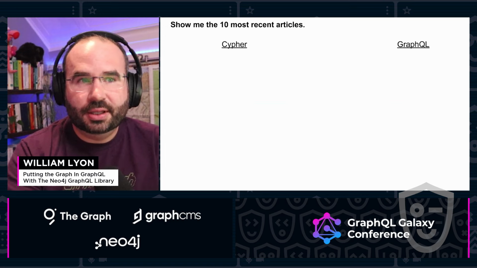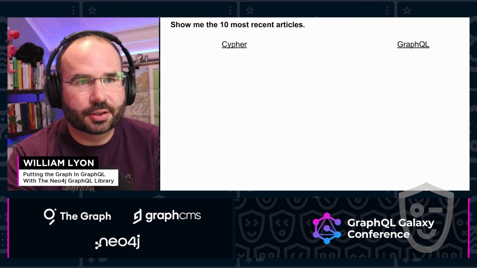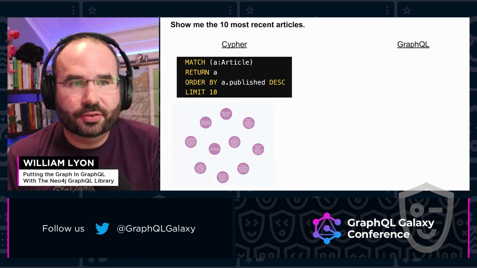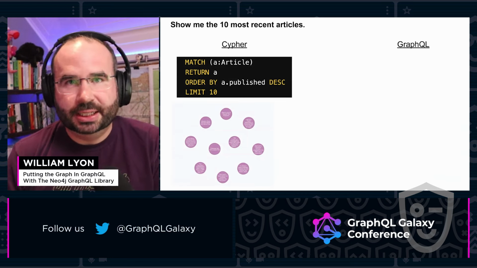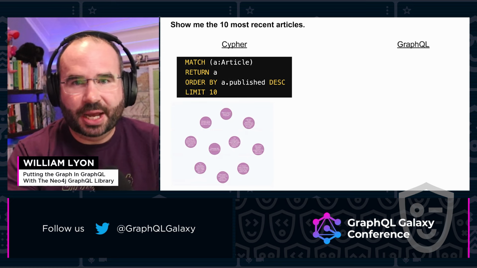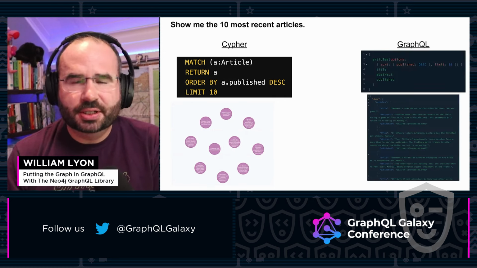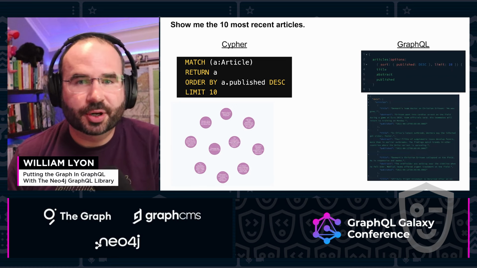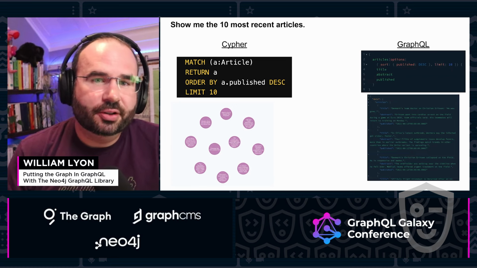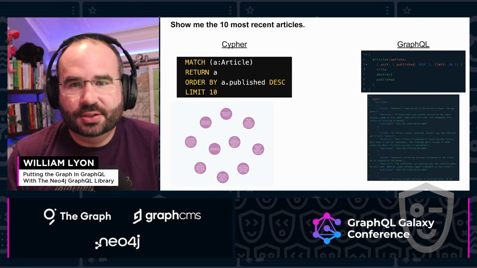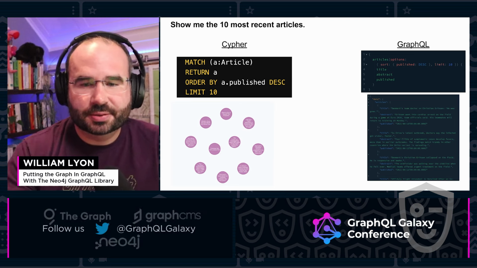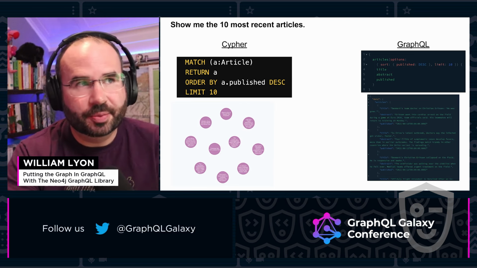What if I want to see the 10 most recent articles? Well, Cypher has the functionality for ordering, limiting, skipping for basic pagination. This isn't built into GraphQL, but we can work with these things as field arguments. So perhaps our articles query field has a sort order argument and a limit argument that allows us to accomplish the same thing.